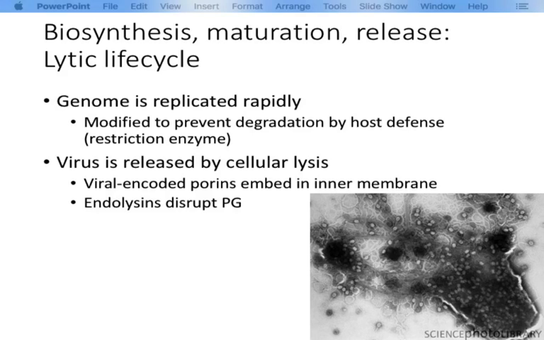Okay, so this is just kind of the overall general process. Again, that's lytic life cycle. Goal is to get in, get out as quick as possible. This is in contrast to lysogeny. What is lysogeny?